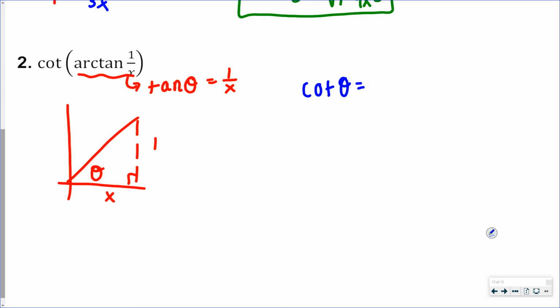Do I even really need to find the hypotenuse here to find cotangent? No. It would just be the reciprocal. Yeah, it's actually just x in this case.